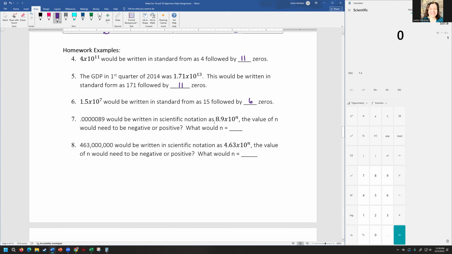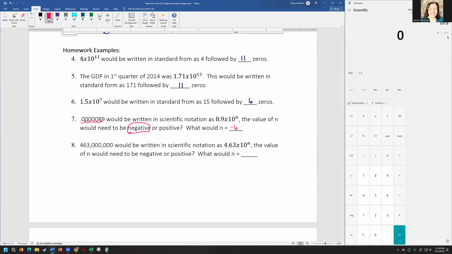0.000089 can be written in scientific notation as 8.9 times 10 to what power? We want to figure out that. So the value of n would need to be negative or positive. So look at your original number. This is less than 1, so we already know that's going to be negative for the exponent. And it's a move of 1, 2, 3, 4, 5, 6. So 6 to the right. Remember, subtract 6 from the original power of 10 to the 0. So it is a negative 6.